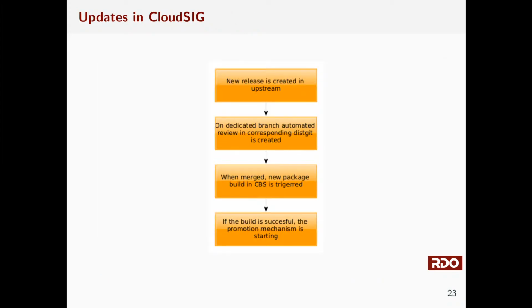What about updates in CloudSIG? On the contrary, we are not looking at the new commits, we are looking at the new releases there. If one is created in master, on a dedicated branch, an automated review in the corresponding dist-git is created. When it's merged, a new package build in CBS is triggered. Of course, if it's successful and the promotion mechanism is done, we can say that we have the package updated.